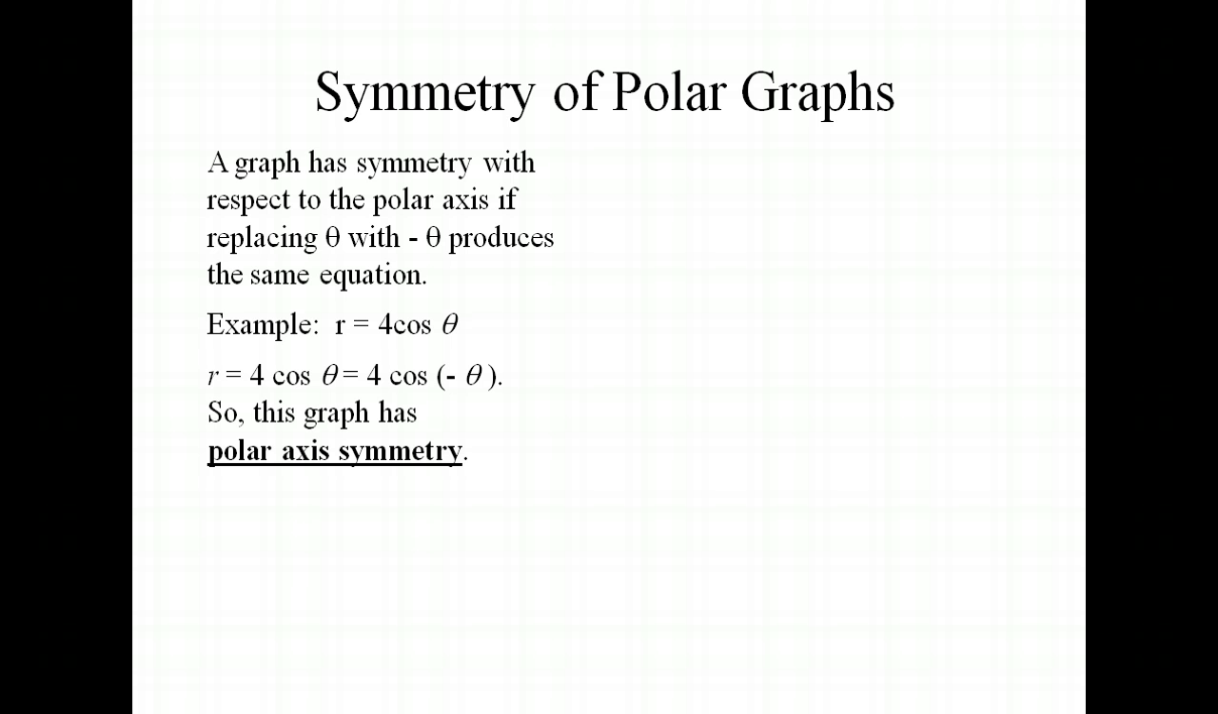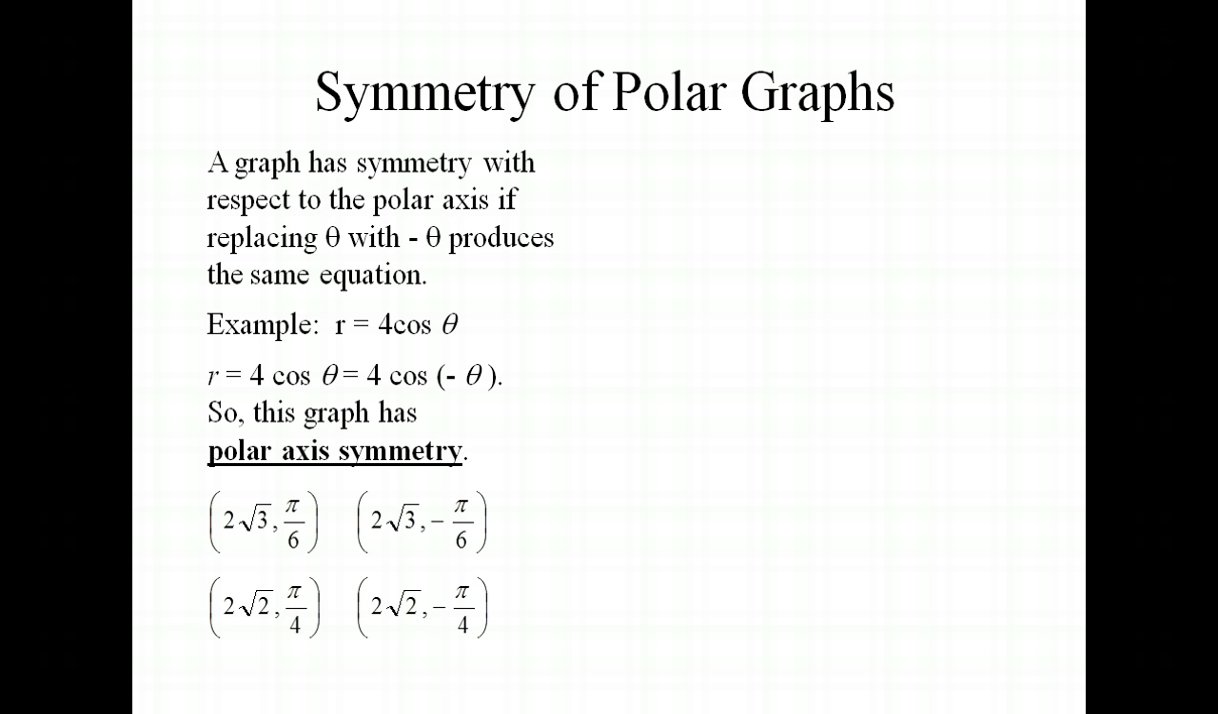Well, let's look at a couple of points. Let's suppose that we let theta equal pi over 6. Then our r value is going to be 2 square roots of 3. If we then replace theta with negative pi over 6, we get the exact same value. Let's try pi over 4. The cosine of pi over 4 is square root of 2 over 2. Multiplying by 4, we get 2 square roots of 2. We're going to get the exact same output by putting in negative pi over 4.